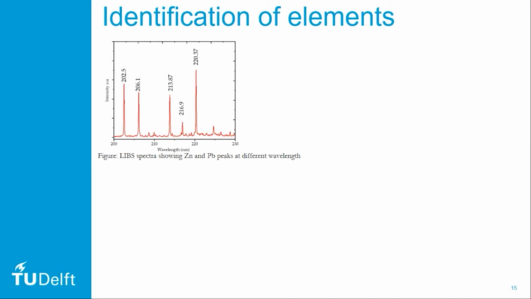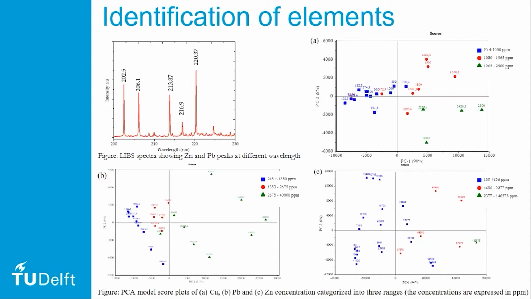Following the element identification task, the possibility of classification of samples based on the concentration of elements was assessed. And this classification work was optimized by selecting different peak combinations. And it's observed that the choice of peaks has an influence on the classification accuracies.